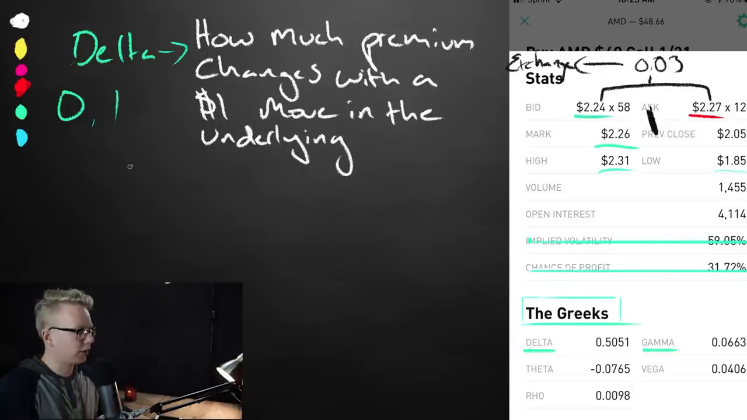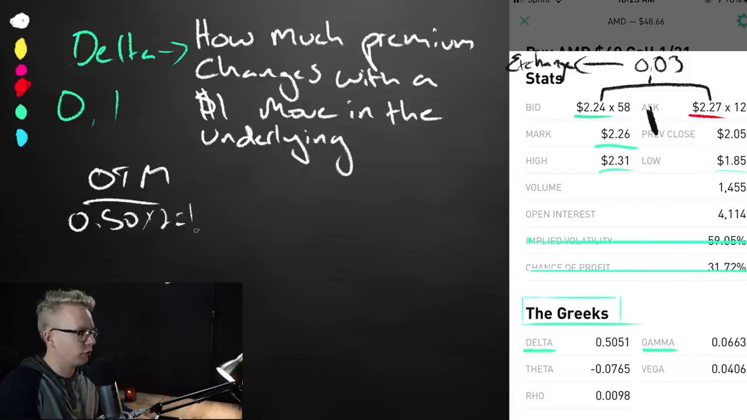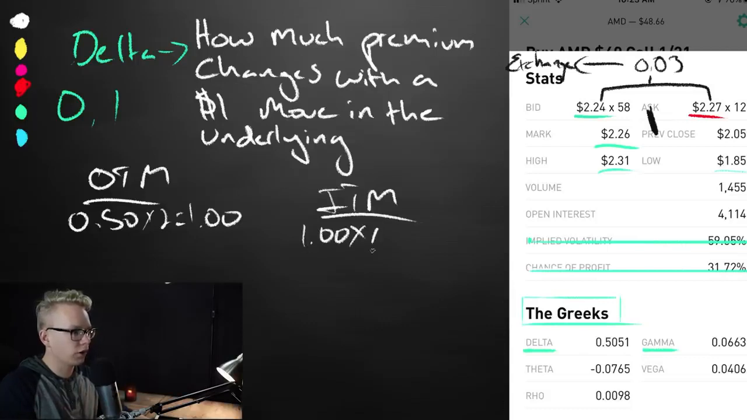So just kind of writing it out as an example here, you might have out of the money options. They're worth 50 cents each. You're going to buy 2 of them. So you've paid $1 in premium. In the money, they might be worth $1 each. So you're going to buy 1 of them. So you're paying $1 of premium.